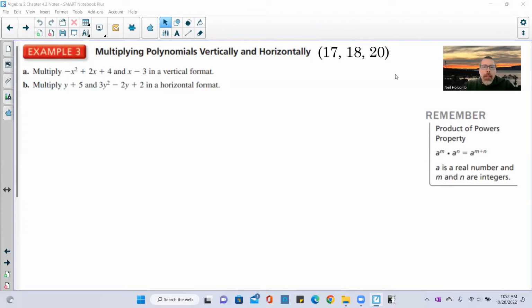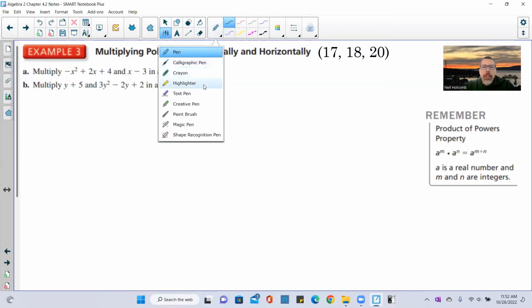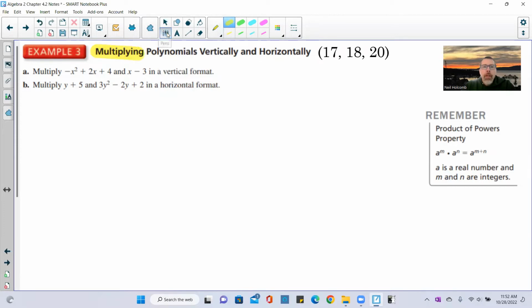Okay, example 3 is multiplying polynomials. Multiplying polynomials vertically and horizontally. So here is a vertical. Negative x squared plus 2x plus 4 times x minus 3 in vertical form. X minus 3 goes like so. Okay, so we're multiplying. So we take the minus 3 first. Negative 3 times a positive 4 is negative 12. Negative 3 times a positive 2x is a negative 6x.